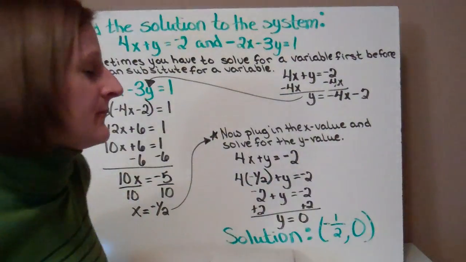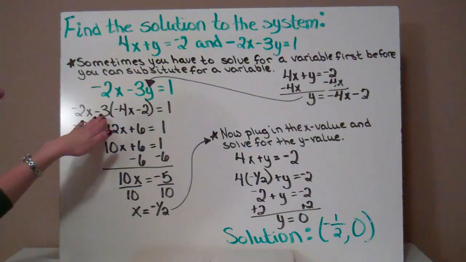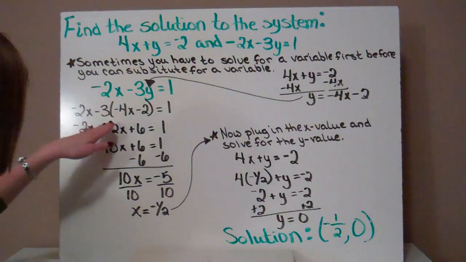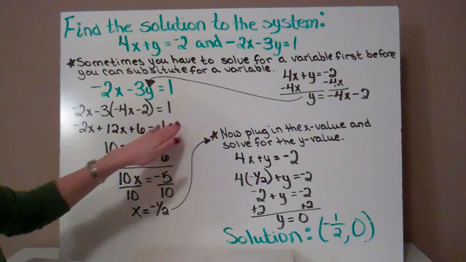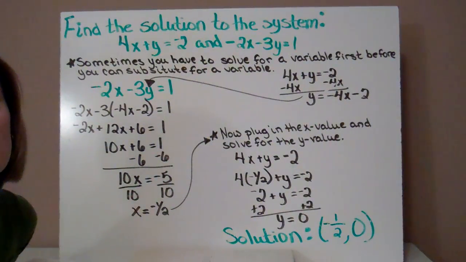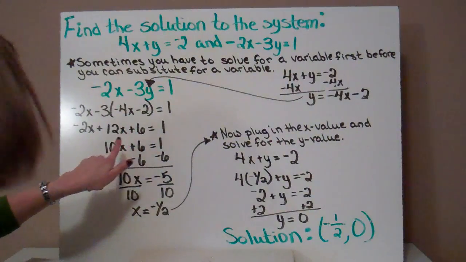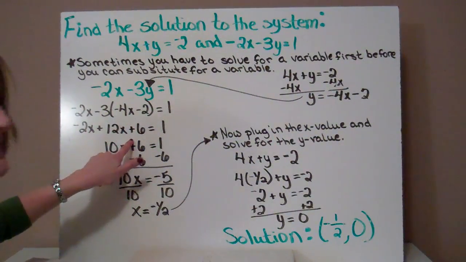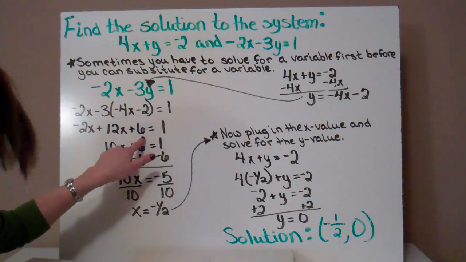Because this whole thing has to be multiplied by negative 3. Alright, so that gives me negative 2x minus 3 times, in parentheses, negative 4x minus 2 equals 1. First thing I need to do is distribute. So negative 3 times negative 4x gives me a positive 12x. Negative 3 times negative 2 gives me a positive 6.